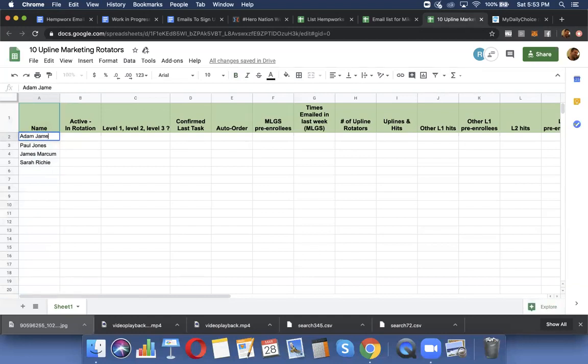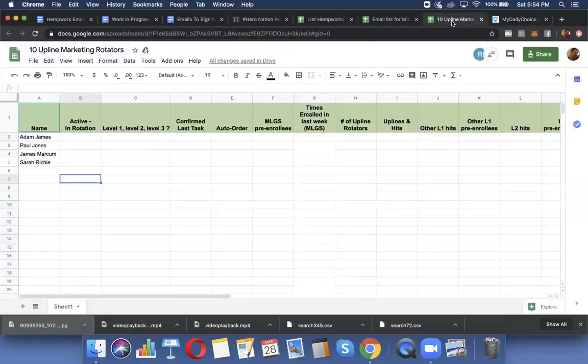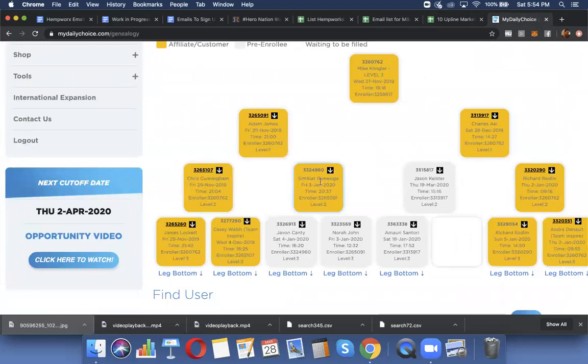I'll go ahead and put Adam James here. And then you see that he has someone underneath him named Symbiote Oyewaga. If I pronounced that wrong, I apologize. I think I got that close with my English version of it anyway. If Symbiote has over 100 people on auto order, which he doesn't at this time, but if so, then I would also help him out here, because he needs to have 10 upline who are adding him to their marketing rotator, and above Adam is me, and so it's important that we do that.